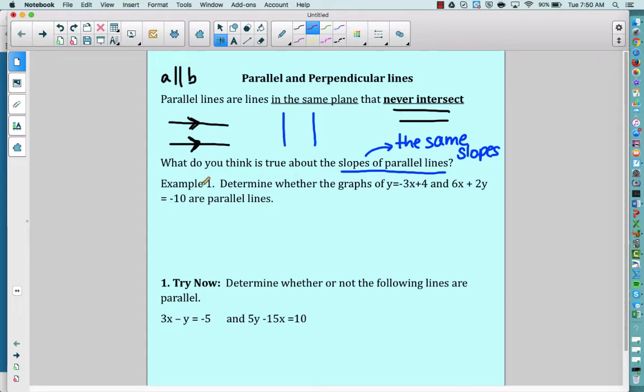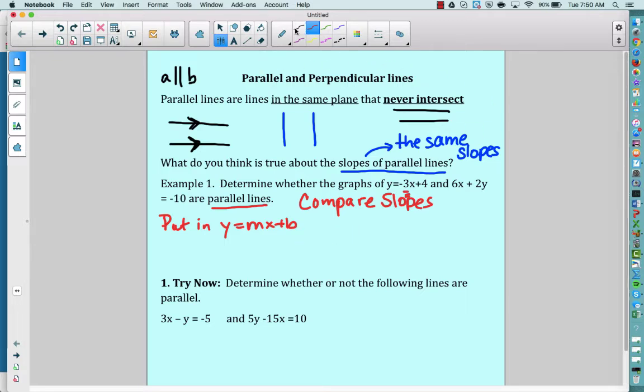Okay, so what do you do to determine whether the graphs of y equals negative 3x plus 4 and 6x plus 2y equals negative 10 are parallel lines? In order to tell if linear equations are parallel, you have to compare the slopes. The easiest way is to put them in y equals mx plus b. Why would you want to do that? Because you can see the m, and m is the slope. The first equation is already in y equals mx plus b, and it has a slope of negative 3.